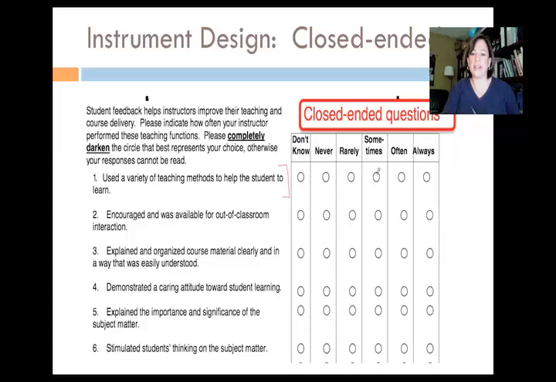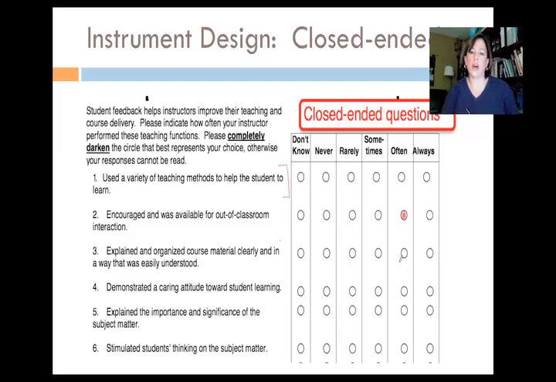And this is an infamous bubble sheet. And the student has to rate how frequently the instructor does these things. Encouraged and was available for out-of-classroom interaction. Explained and organized course material clearly and in a way that was easily understood. And a student can fill in these bubbles.